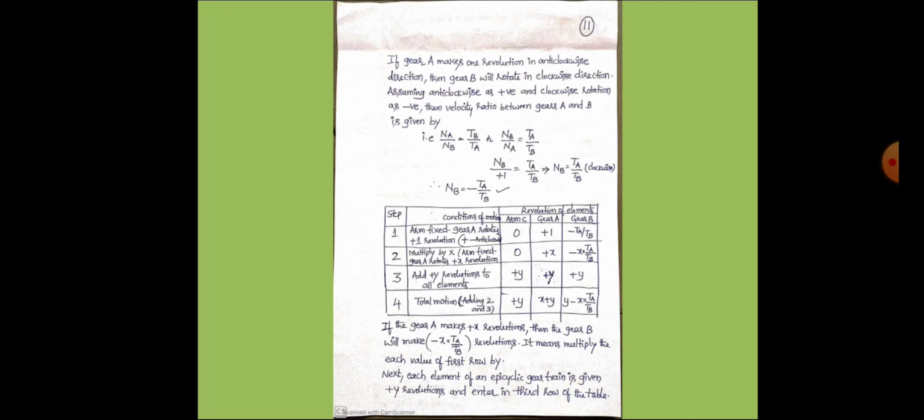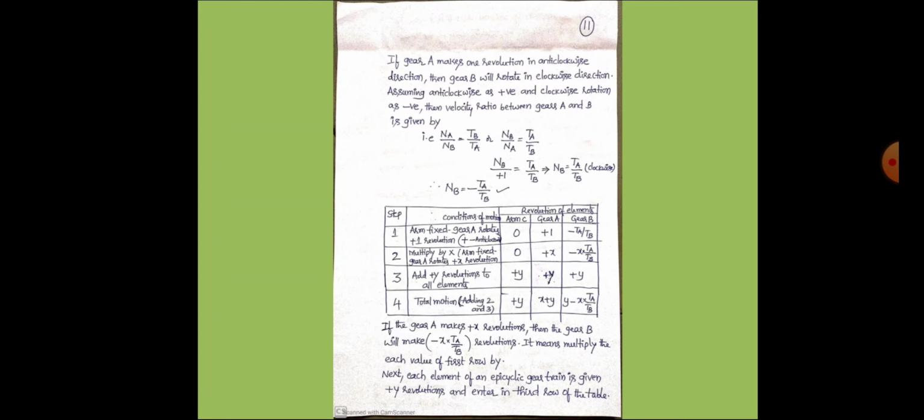Next, go to the third row. In the third row, simply put plus y, plus y, plus y for all the elements. So that is what I did. Add plus y revolutions to all the elements. Then find out in the last step the total motion by adding the values of the second and third row of the elements. Here for arm C, the second row is 0. Third row is plus y.